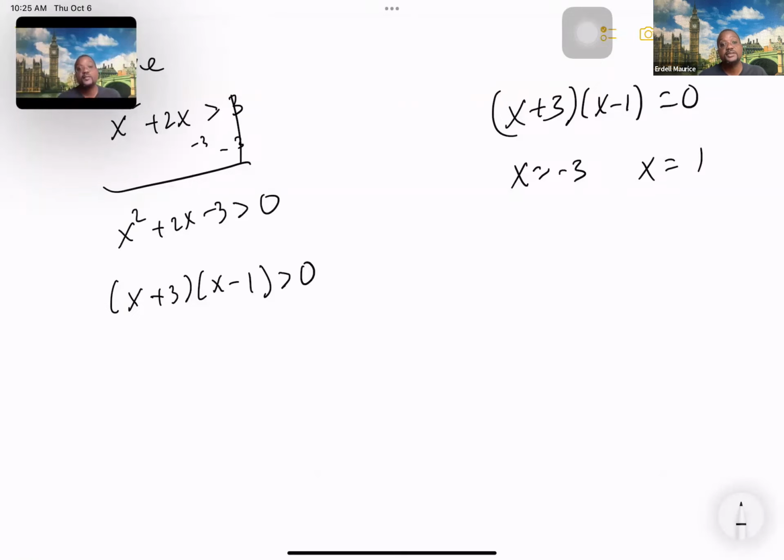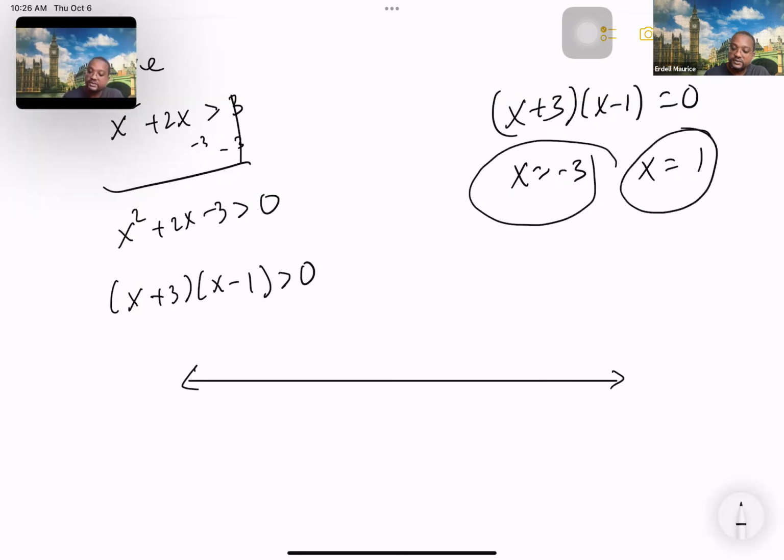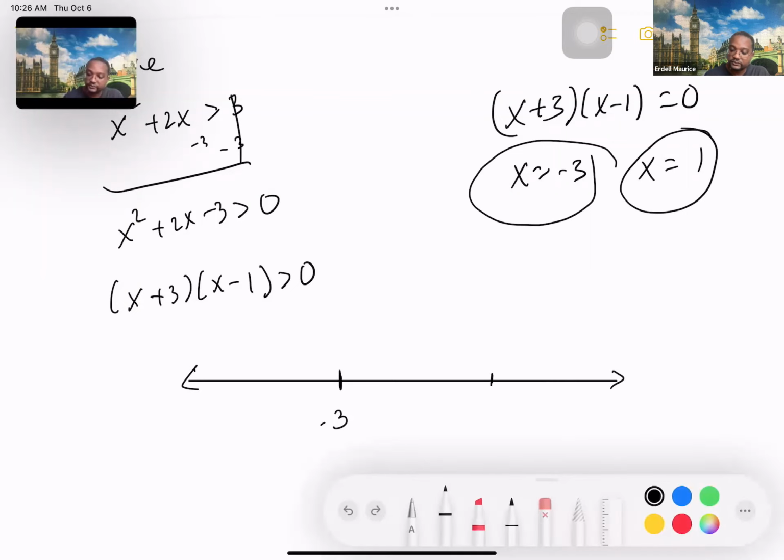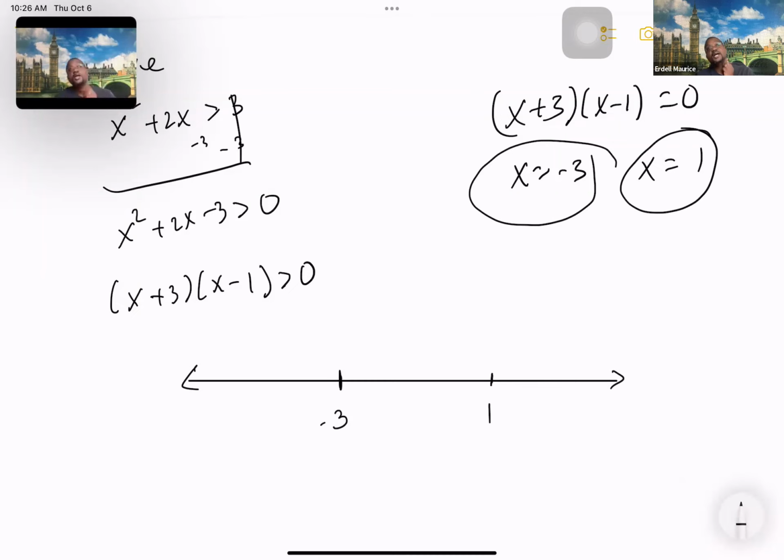However, for an inequality, it is not that simple. For an inequality, what you have to do is draw a number line. And on that number line, you have to put those two zeros. So this right here is going to be -3. And this right here is going to be 1. And what you have to do is test each of these regions to see which one of these holds to the inequality.